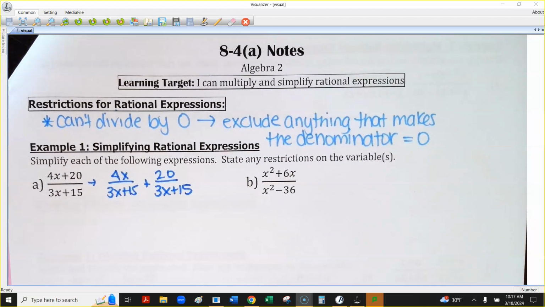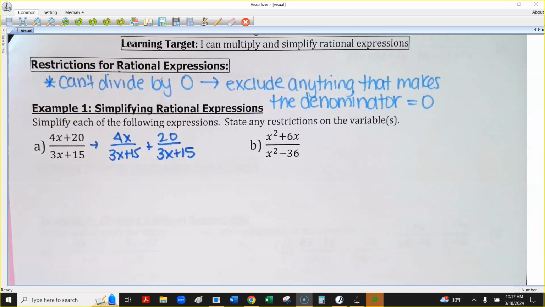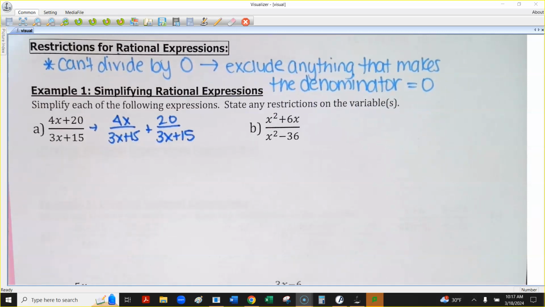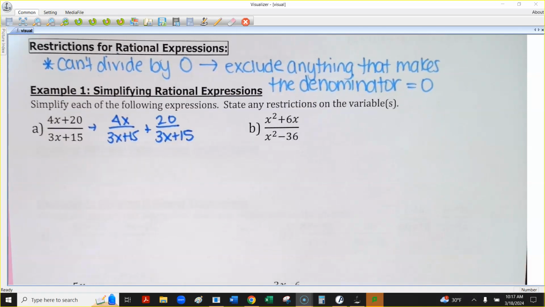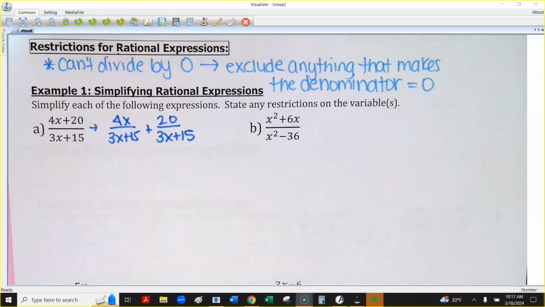It does not work that way. What you want to do is see if you can factor anything. So that's going to be the major goal for every single part of every single fraction today, is see if you can take and factor it. If you can put it in factored form, then you are allowed to cancel things out.